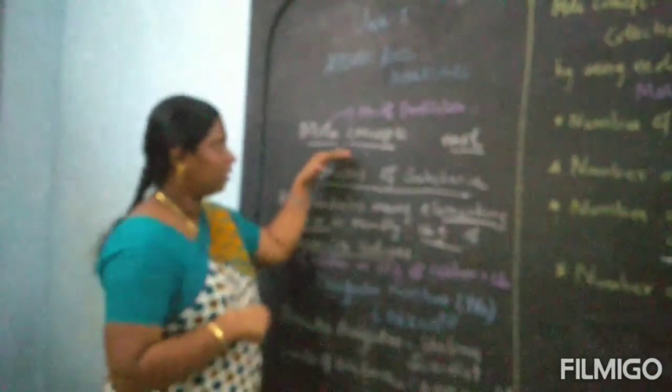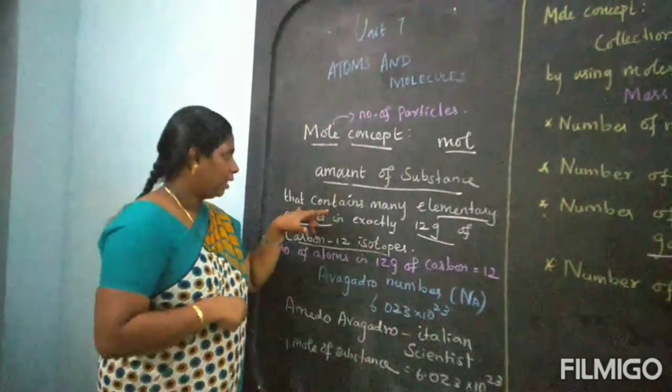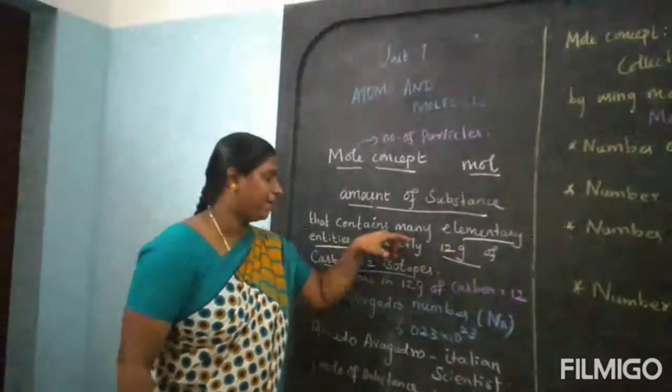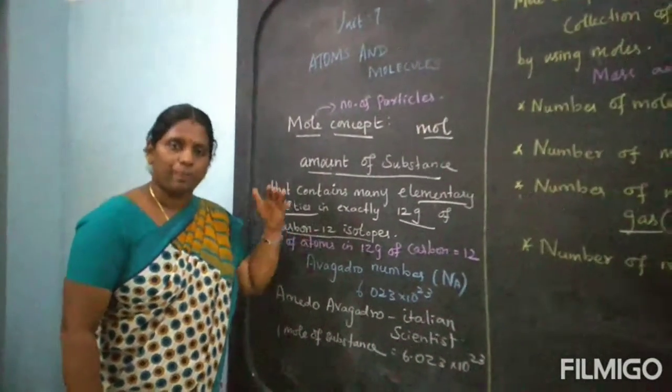Let me see the mole concept. The amount of substance that contains as many elementary entities. Elementary entities means atoms, molecules or particles.